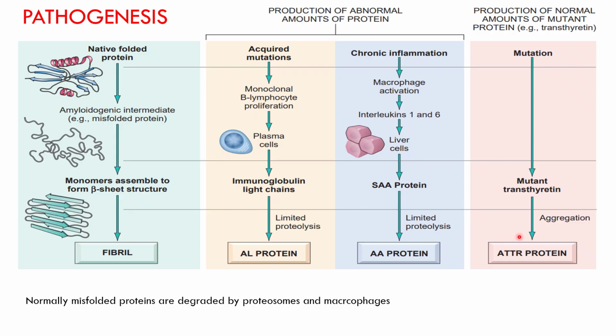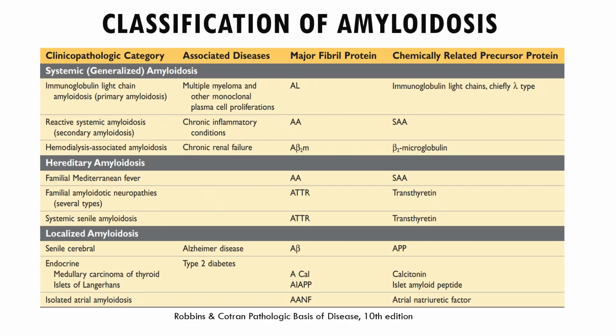Next, the third one is ATTR protein amyloid, which is produced due to the production of a normal amount of mutant protein, for example, transthyretin. So there is some mutation and there is production of the mutant transthyretin, which aggregates to form ATTR protein. So this is the classification of the amyloidosis.